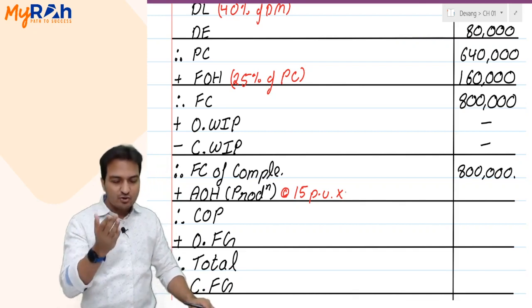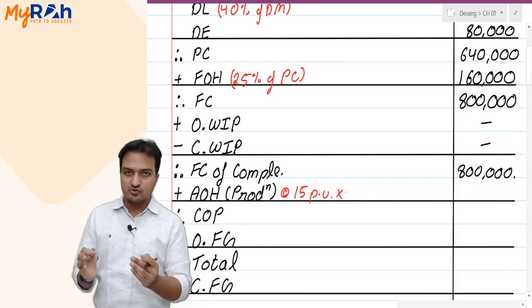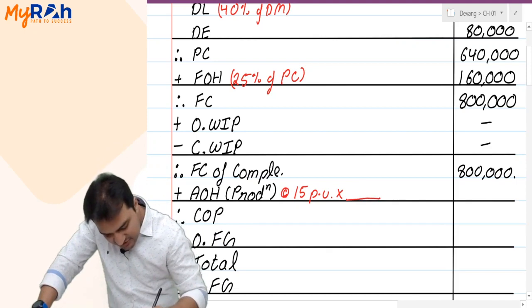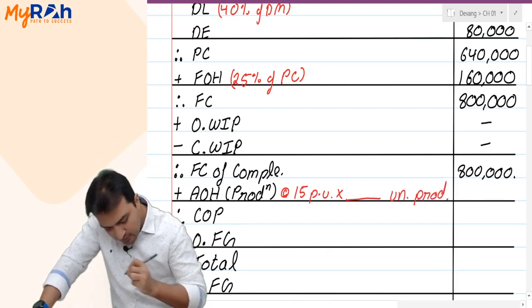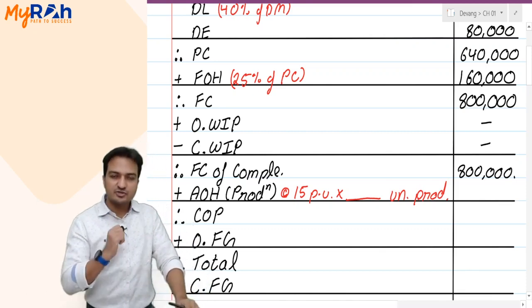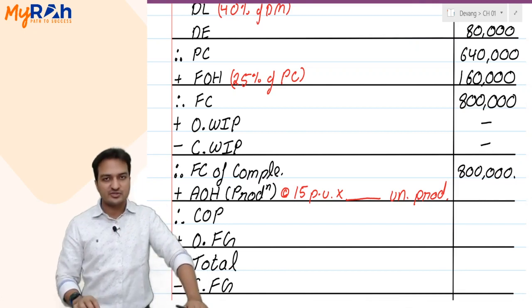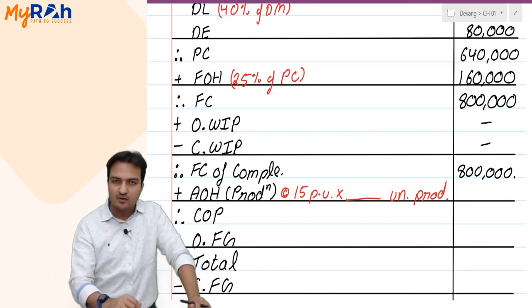Rather, I need to multiply production units. It is 15 per unit produced. So 15 per unit into the number of units produced. I need production units over here. But well, production units are not given in the question. Now this will become my first calculation involved in this question.